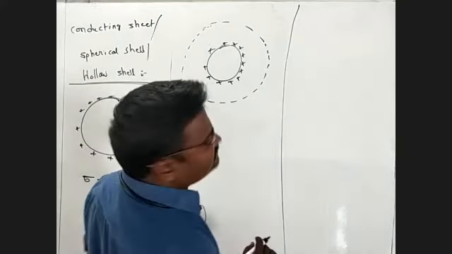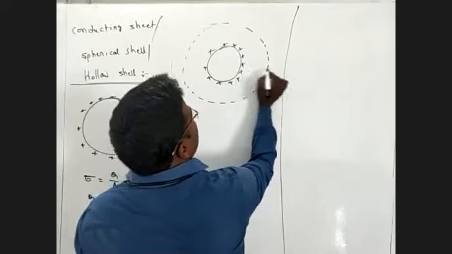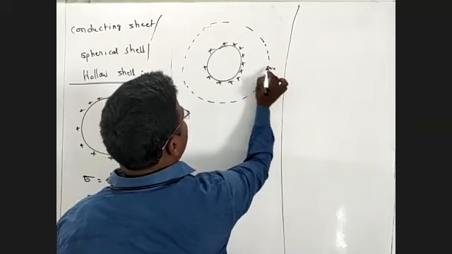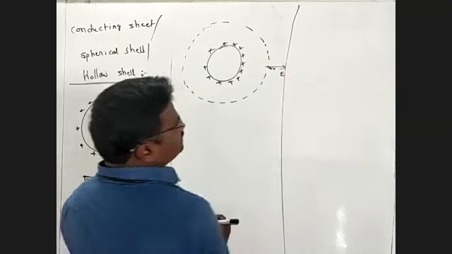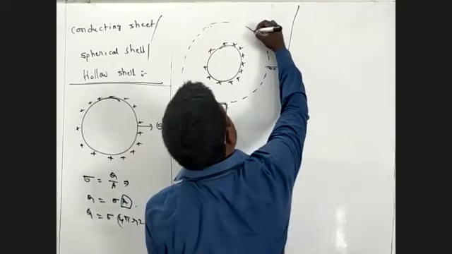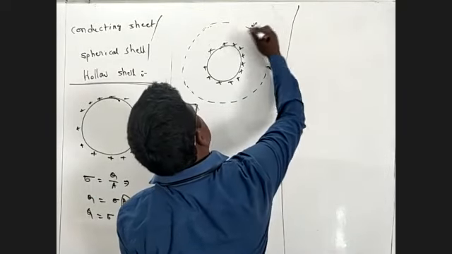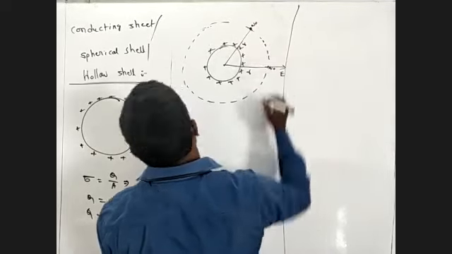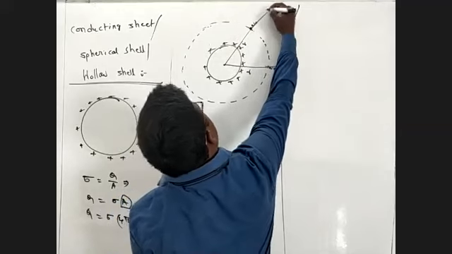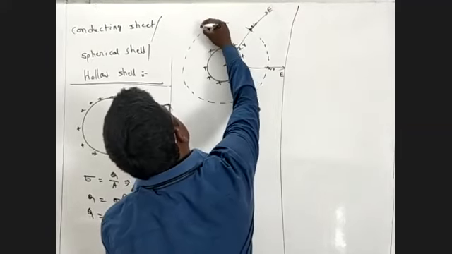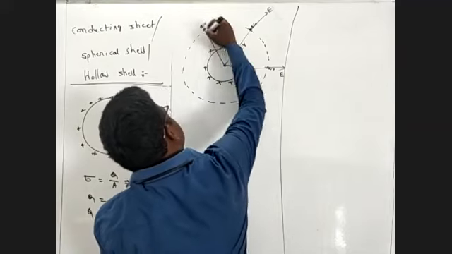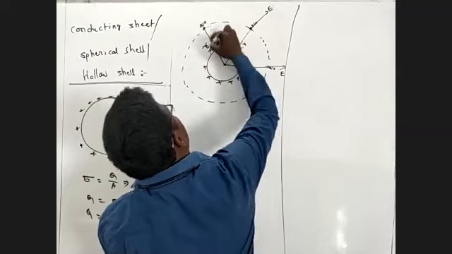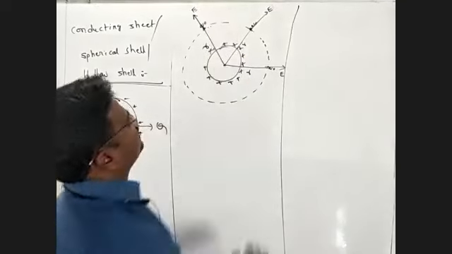At this place, suppose this is one point, I'm placing Q0. This Q will repel this Q0 in this direction. That is, the electric field is in the outward direction. Suppose at this point I'm placing Q0. From here to here is the distance. This Q will repel this Q0 in this direction, which is the electric field direction.